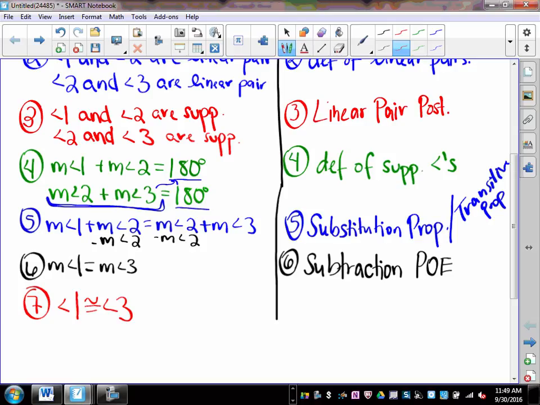Does anybody remember what it is? Oh, the definition of congruent angles. Yes, that's exactly it. Back when we learned the vertical angles theorem, right angle congruence theorem, all of that, we learned it at the bottom. So whenever you switch from measure to segment or segment to measure, it's definition of congruent angles, or if we're talking about segments, definition of congruent segments.